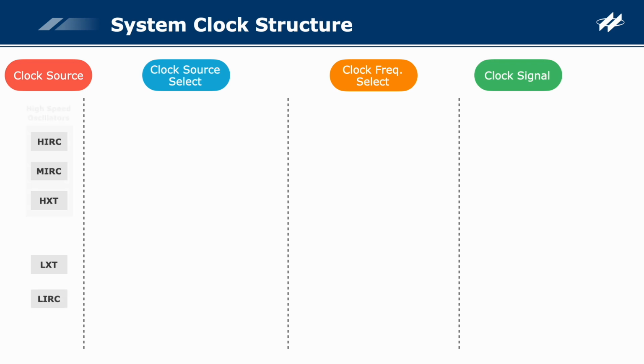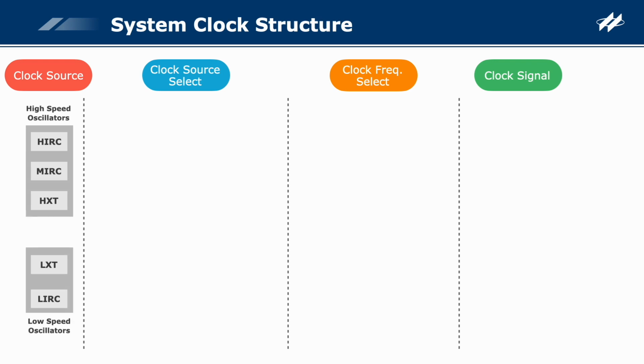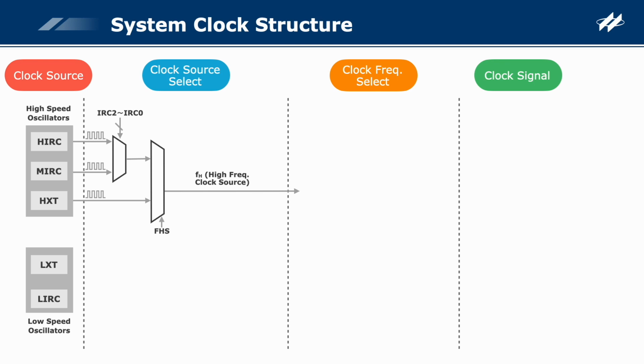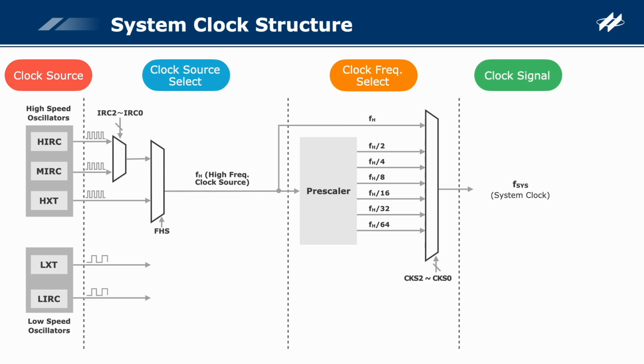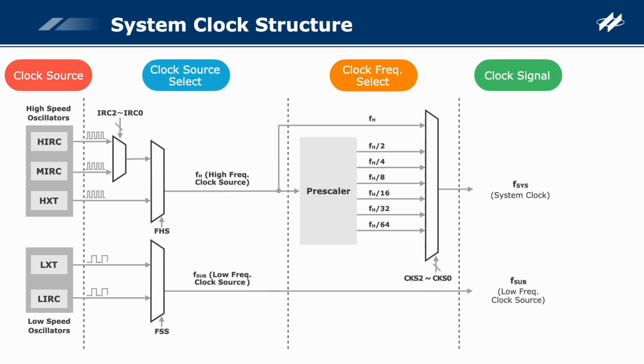These are categorized as high-speed oscillators and low-speed oscillators. High-speed oscillators generate high-frequency clock signals. Configure the relevant register to select the desired high-frequency clock source, which is used as the system clock directly or divided by n through a prescaler then provided to the system clock. Low-speed oscillators generate low-frequency clock signals. Configure the relevant register to select the desired low-frequency clock source, which is output directly or provided to the system clock.